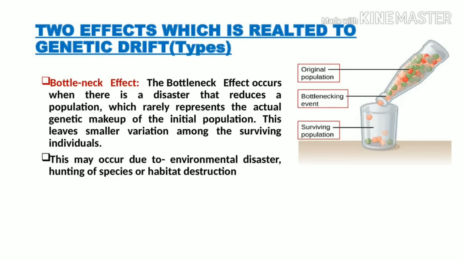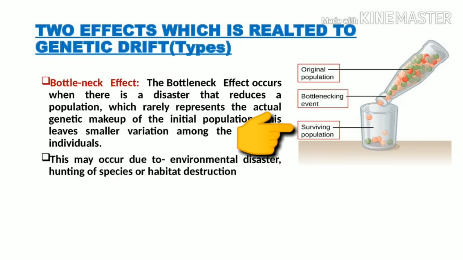It is simply that whatever ball was near the neck of the bottle got the chance to get out into the glass. So the balls which got the chance to come into the glass represent the surviving population, and the balls which are inside the bottle represent the original population.